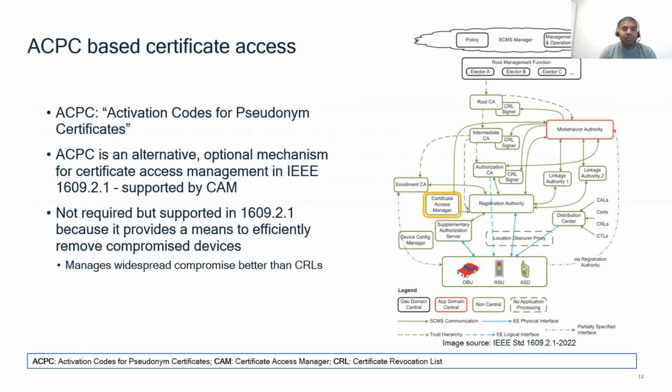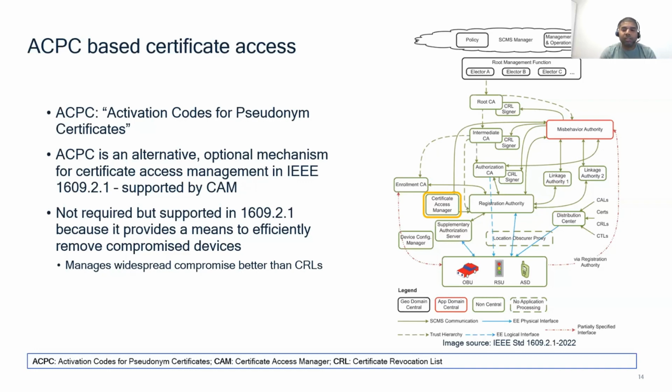And the next topic is the ACPC-based certificate access. This is another enhancement in the 1609.2.1 specification. Here, ACPC stands for Activation Codes for Pseudonym Certificates. It is an alternative mechanism for certificate access in the 1609.2.1 standard. This mechanism is supported by a new component called Certificate Access Manager, or CAM for short. This mechanism is not required, but it can be supported if desired. And this mechanism provides a means to efficiently remove compromised devices in case of a widespread compromise.